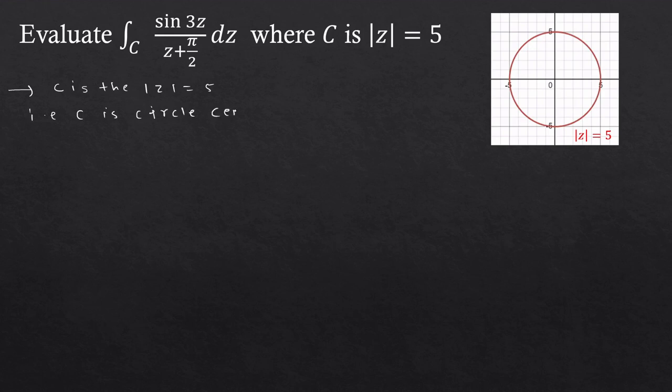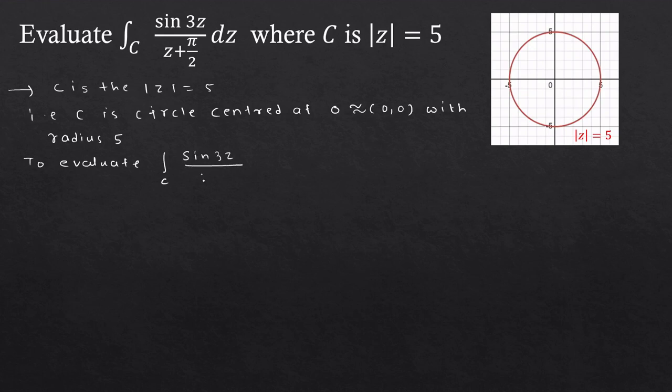So C is a circle centered at 0, which is similar to 0 comma 0 in the xy plane, with radius 5, right? Now to evaluate the integration over C of sine 3z upon z plus pi by 2 dz, we have to use the Cauchy integral formula. Okay, let us see what the Cauchy integral formula is.